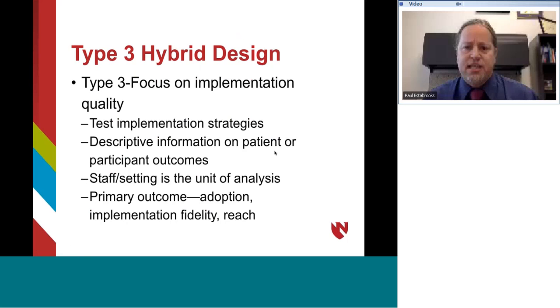And so then we get to the type 3 hybrid design. Can people still hear me? Yeah, I'm sorry, something just dropped here.